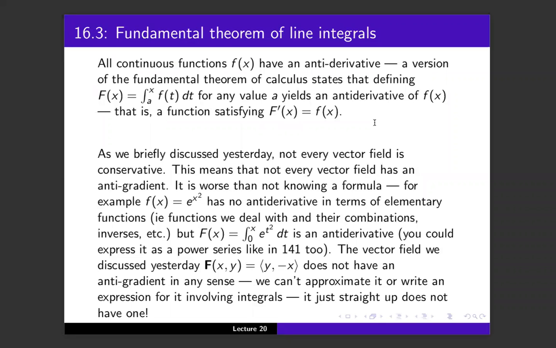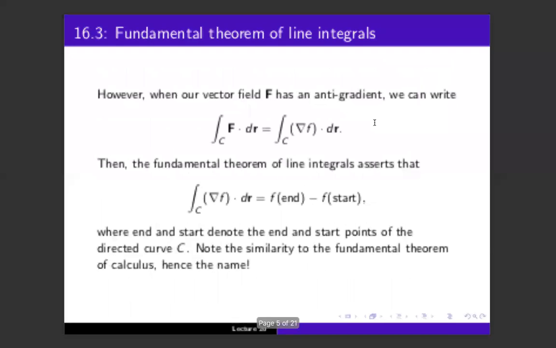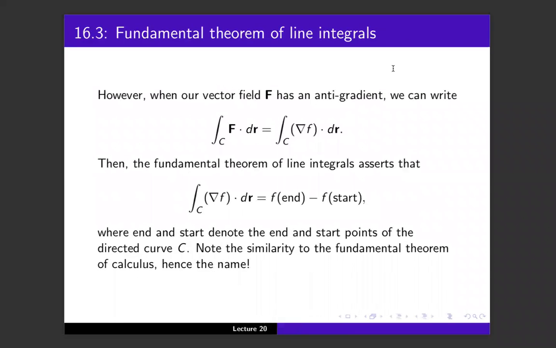So the point here is, conservative vector fields that have an anti-gradient, those are very special. Those are very special vector fields. And we're going to take a look at what some of the outcomes are for those special conservative vector fields. And it has to do with this thing called the fundamental theorem of line integrals.